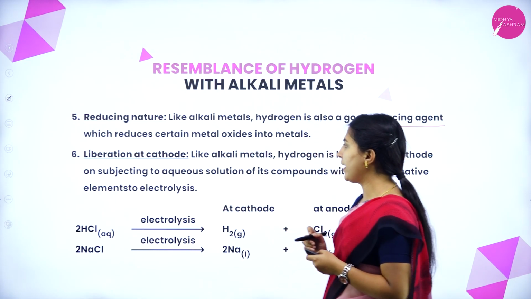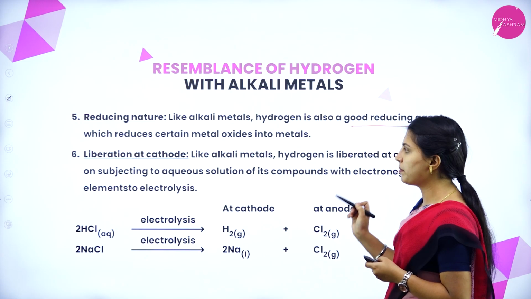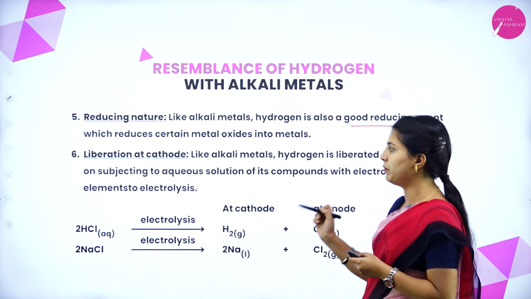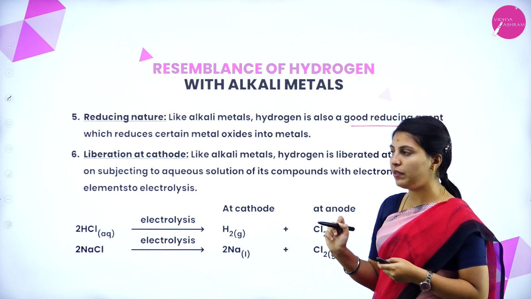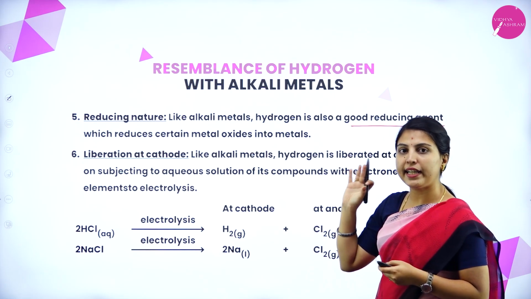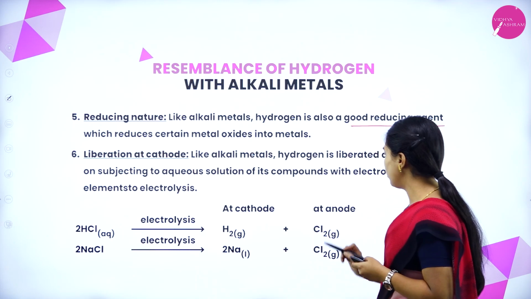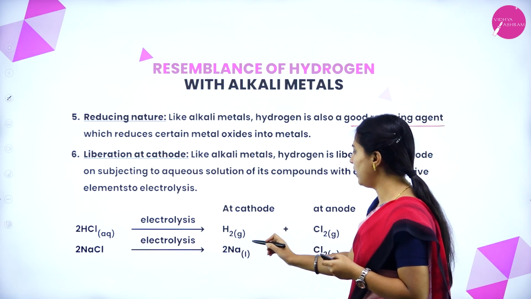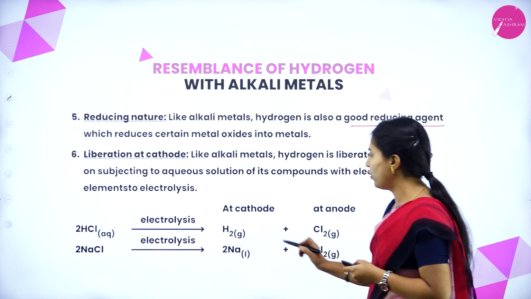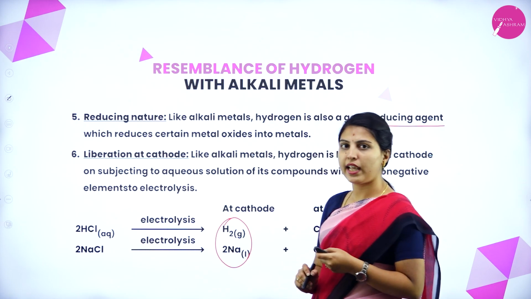Next, liberation at cathode. Like alkali metals, hydrogen is liberated at the cathode on subjecting aqueous solutions of its compounds with electronegative elements to electrolysis. Like alkali metals, when electrolysis is done, this hydrogen will be liberated at the cathode side. See here, in HCl, H2 is at the cathode and Cl2 is at the anode. In NaCl, like an alkali metal, Na is at the cathode and Cl is at the anode. So the resemblance here is that both alkali metal and hydrogen are liberated at the cathode only.